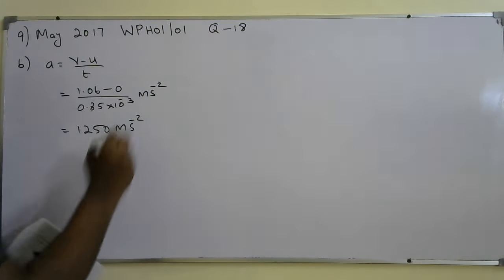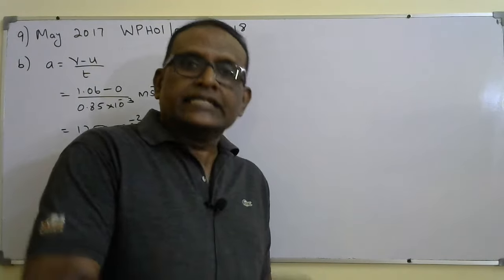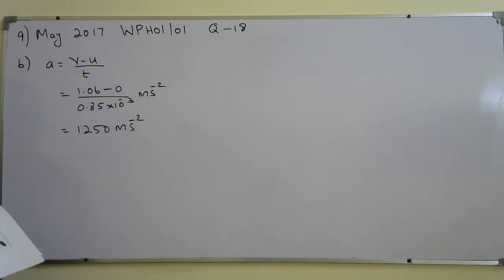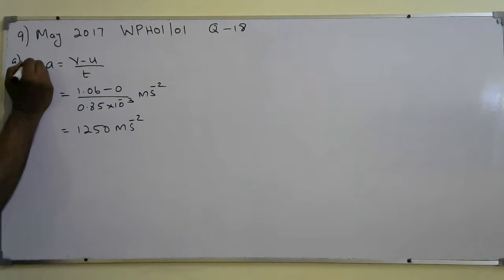That is the A part. Sorry, this is not B part, that is the A part, second part. What we calculated earlier, that is the maximum velocity, which is 1.06, is the A part first part. This is A part second part.